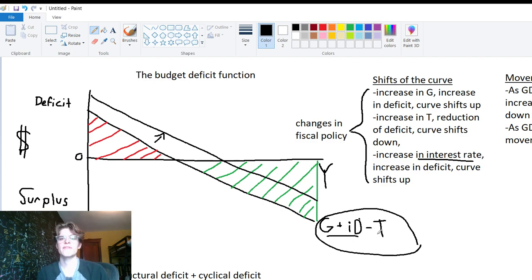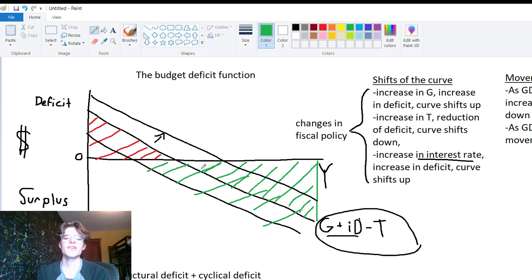If we have an increase in taxes, then we're going to have a reduction in the deficit, so our whole curve would shift down. And notice when we shift our curve down, now this red area is a lot smaller, and our green area expands to all of that, right? So we have more of a chance of getting a surplus with a lower amount of GDP. So that's usually good, although raising taxes isn't good for your stance as a government, really.